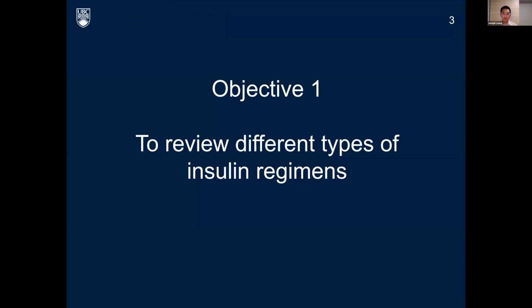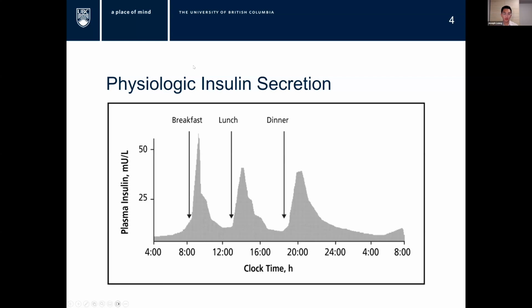So in this first objective, what I want to first show is this graph on physiologic insulin secretion. This is a 24-hour time frame, as you can see here. And over here, you can see that we're plotting plasma insulin levels. What you notice here is there is always this baseline level of insulin that the body is producing in somebody who can produce insulin. With each carb intake, we also see that this insulin level spikes.